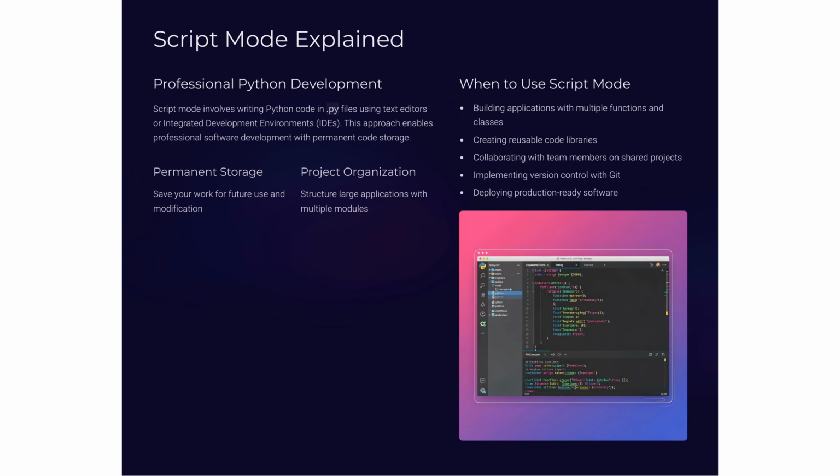Script mode in Python involves writing code in .py files using text editors or integrated development environments, allowing for permanent code storage. It supports project organization with multiple modules, ideal for building applications with functions and classes. Use script mode for creating reusable libraries, team collaboration, version control with Git, and deploying production-ready software.